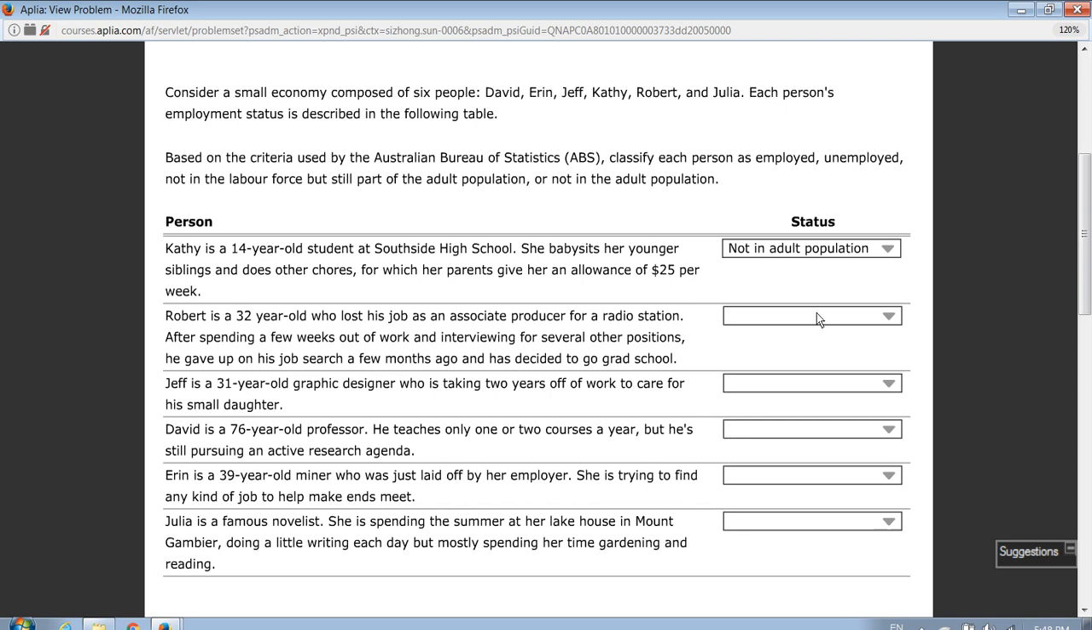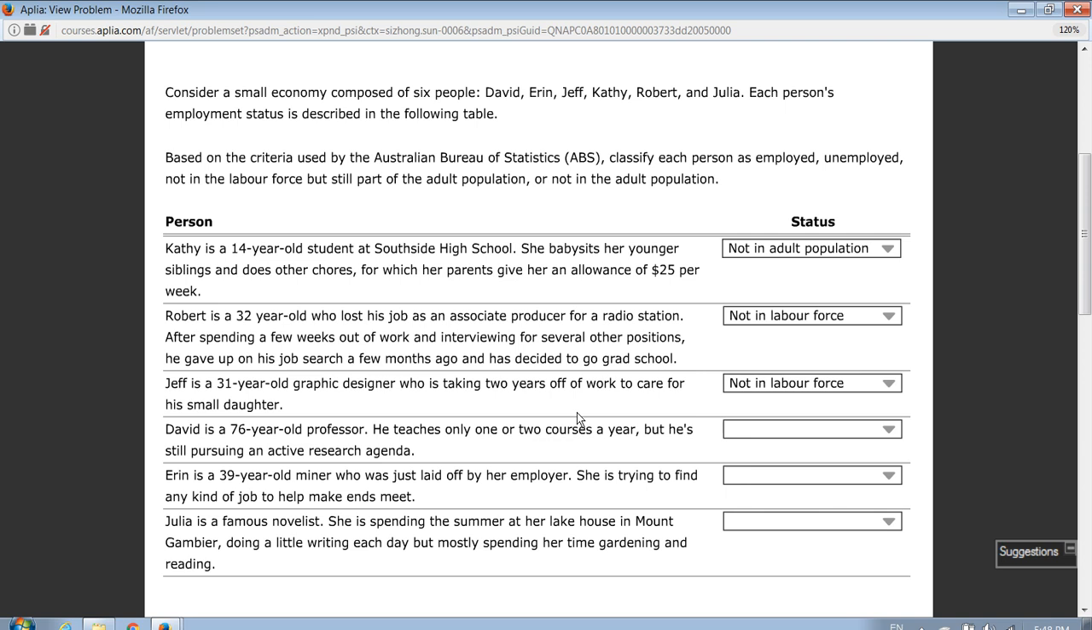Robert lost his job as an associate producer for a radio station after spending a few weeks after work interviewing for several other positions. He gave up on his job search a few months ago and has decided to go to grad school. So now he gave up finding a job, so he's not in the labor force. Jeff is a 31-year-old graphic designer who is taking 2 years off work to care for his small daughter. Again, Jeff is not in the labor force.